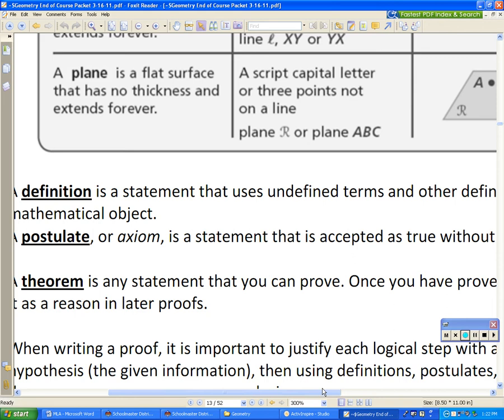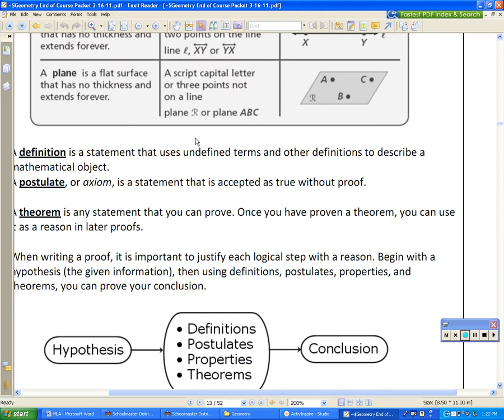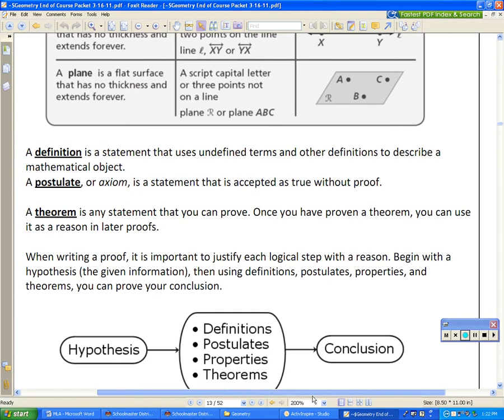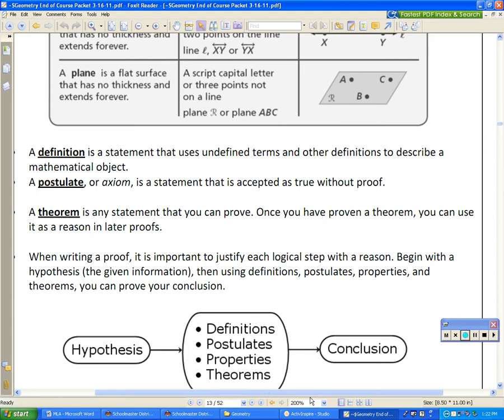Since Anthony's gone, we can zoom out a little bit. There we go. A definition is a statement that uses undefined terms and other definitions to describe a mathematical object. A postulate, which is not something we spend a lot of time talking about, is a statement that is accepted as true without proof. What's one of the postulates we came across in our packet?